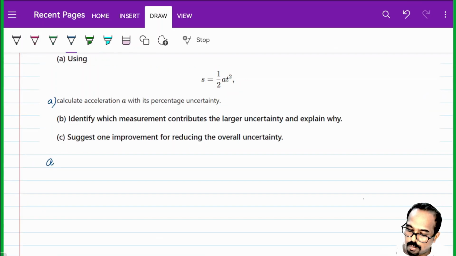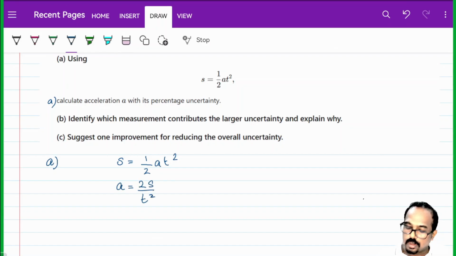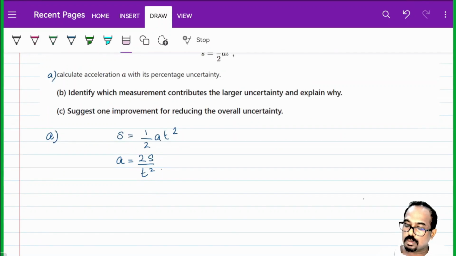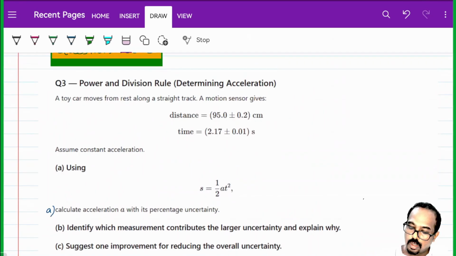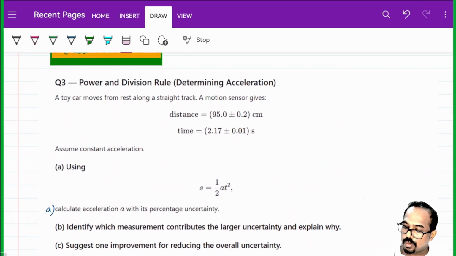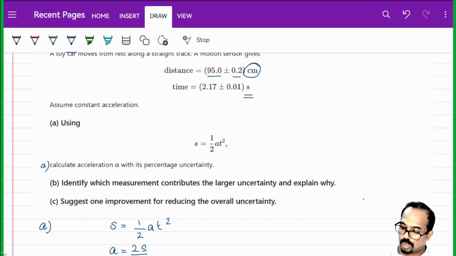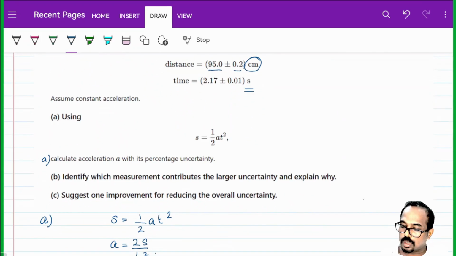So we'll start part A: calculate the acceleration. You have the equation, s equals half a t square. You require a, so solve for a: a equals 2s by t square. The displacement and time are measured using a motion sensor, and the values are 95.0 plus or minus 2 centimeter, and the time in seconds. Do you need to convert this? No, you can calculate in centimeter. They didn't specify any unit, so you don't need to convert. So you directly substitute the values.